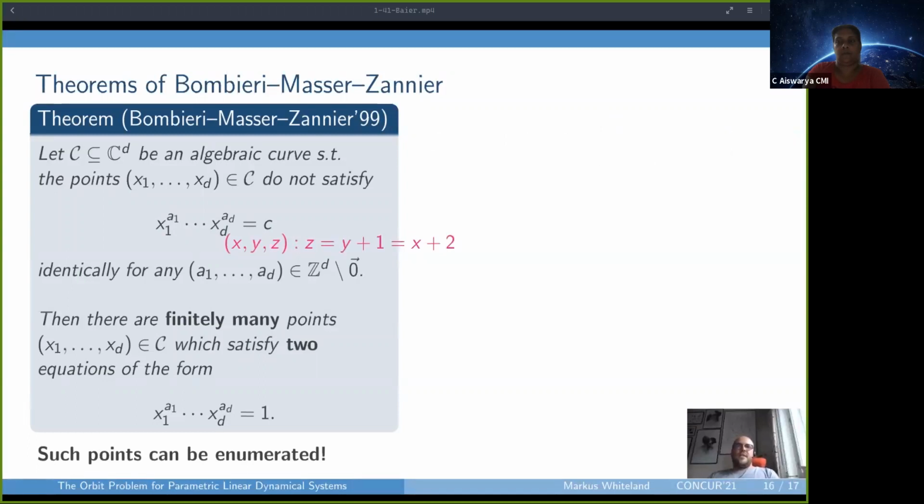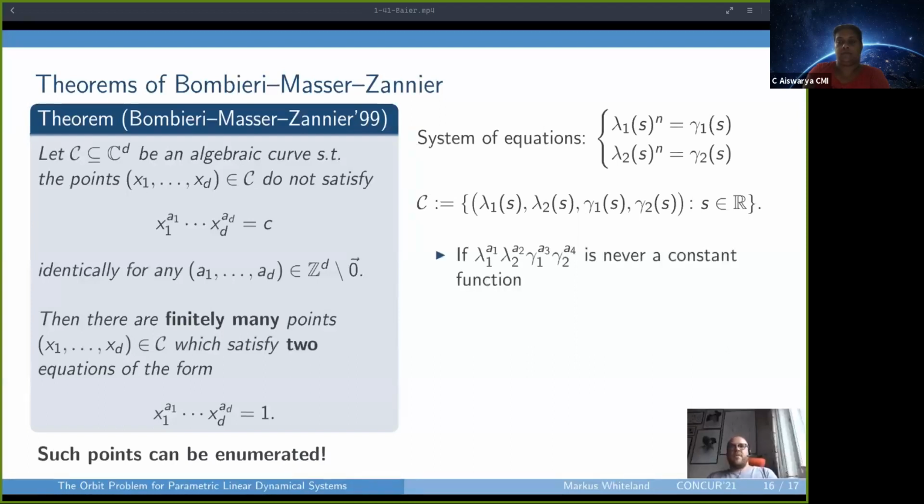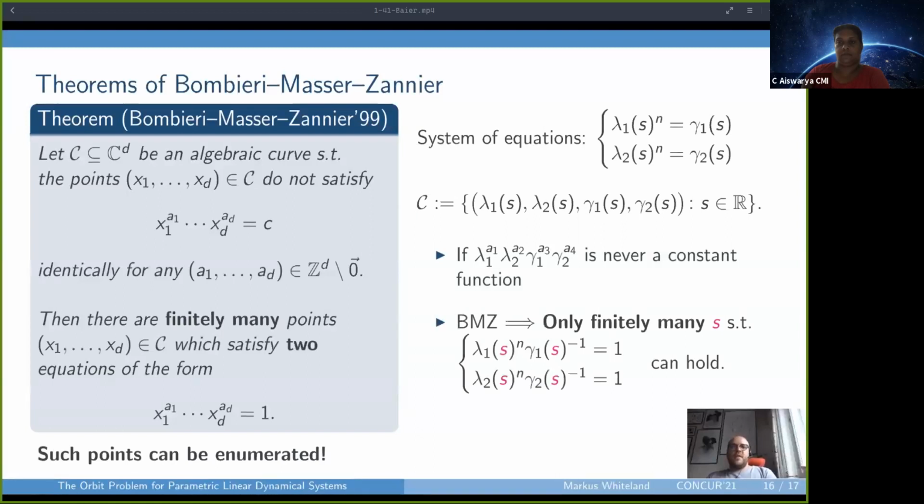Okay, so this looks like a crazy theorem, and how on earth would one apply this to our problem? I'll briefly explain this. Recall that we have our system of equations. Let's assume that we have two such equations. Now we construct a curve in ambient dimension 4 whose coordinates are parametrized using these functions. Now if the functions involved are such that no product of them gives a constant function, then the curve satisfies the assumptions of the Bombieri-Masser-Zannier theorem. It follows that there are only finitely many s for which there are two products of the coordinates that equal 1 simultaneously.